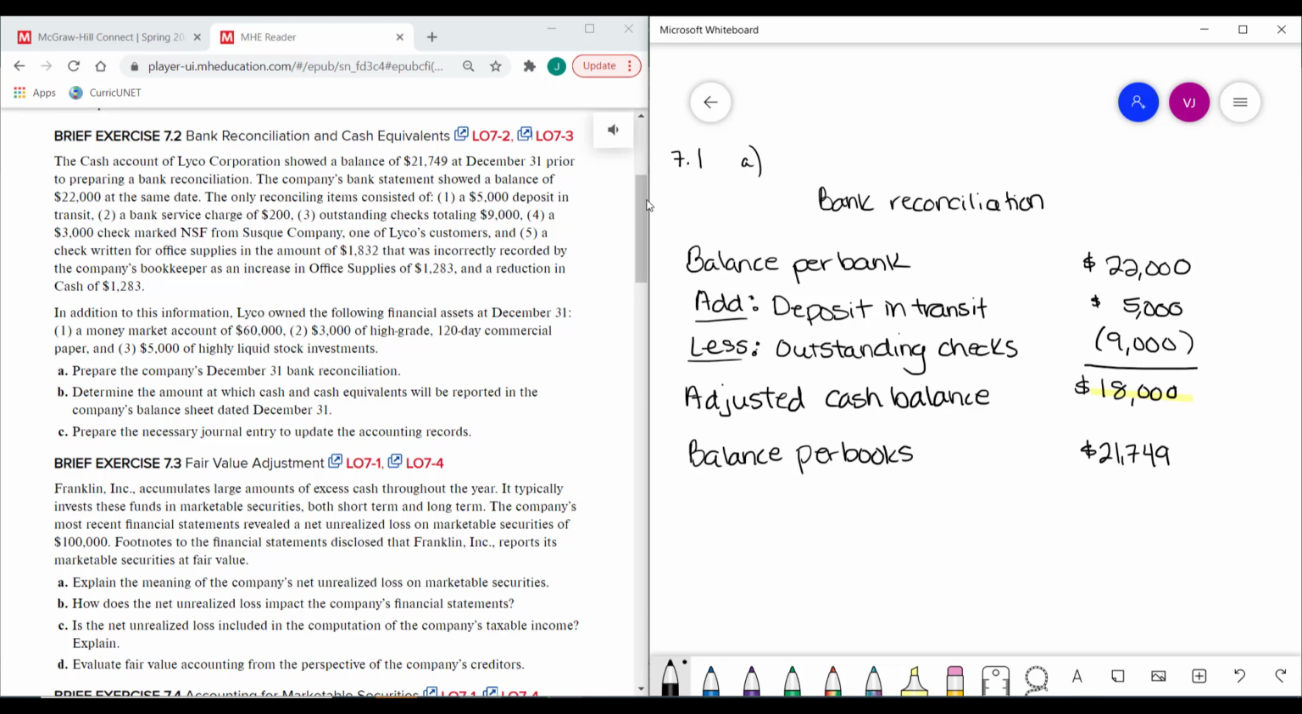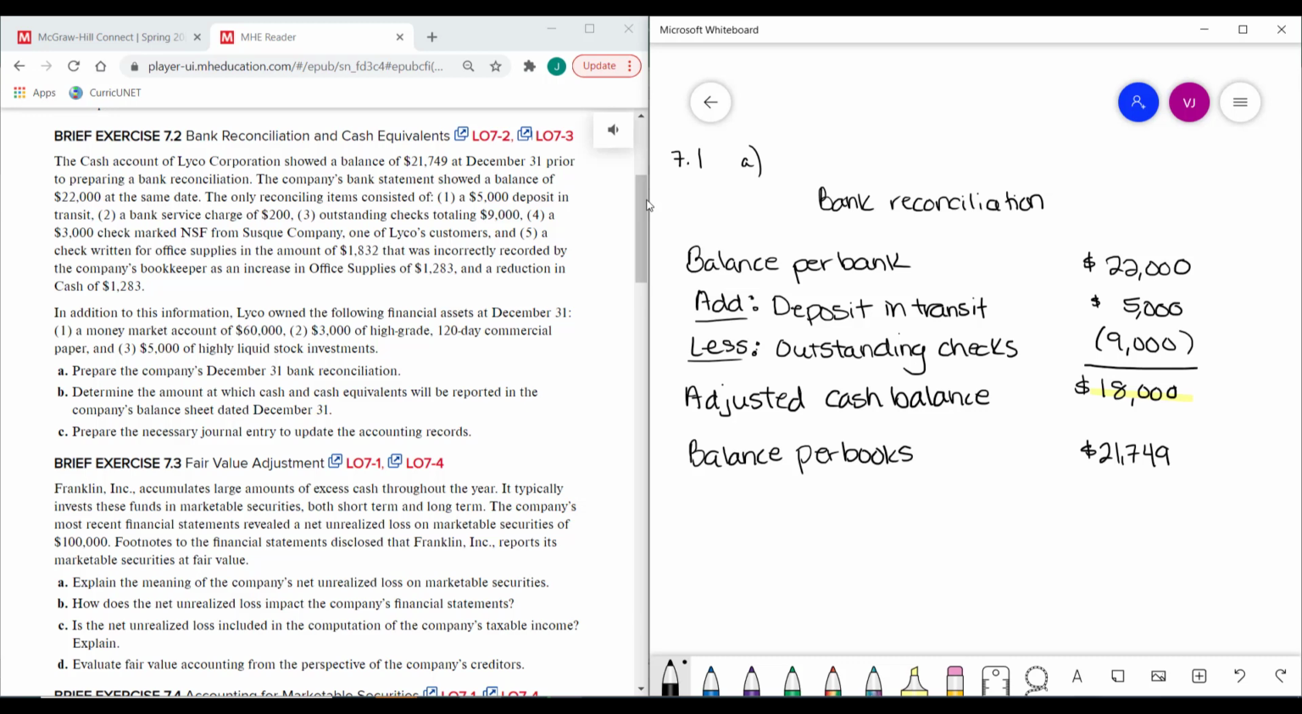So we dealt with number one, and we have a bank service charge. So a bank service charge of $200, that's on the bank statement, right? The bank knows that they've charged us $200, but we just haven't yet recorded that, right? We were just receiving the bank statement and seeing this charge from the bank. So that's something we need to adjust on our end, but that's a deduction, right? We just dealt with number three.